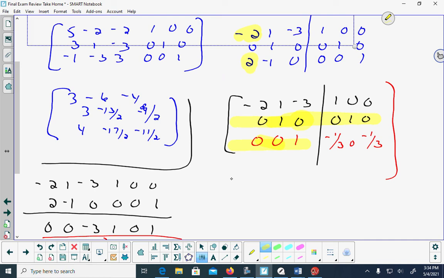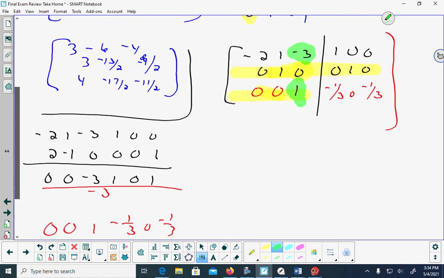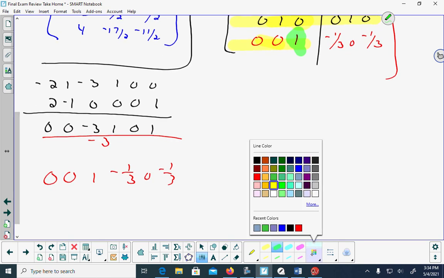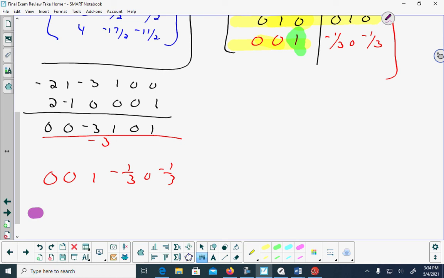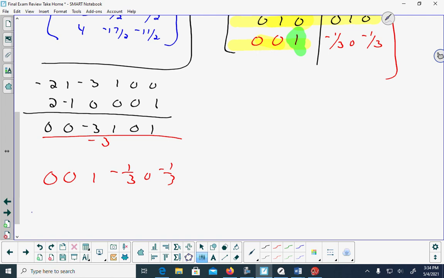Now I'm going to finish off, and I'm going to do row 1 and row 3 to eliminate that z. So it looks like I'm going to multiply row 3 by a positive 3, which is good because that'll get rid of those fractions. So I'm going to do that over here. So 3 times row 3 is going to equal 0, 0, 3, negative 1, 0, negative 1.